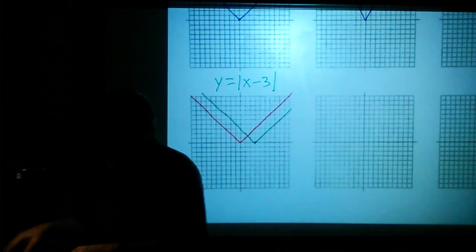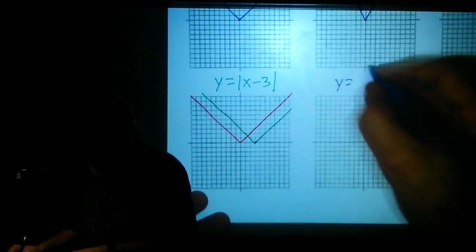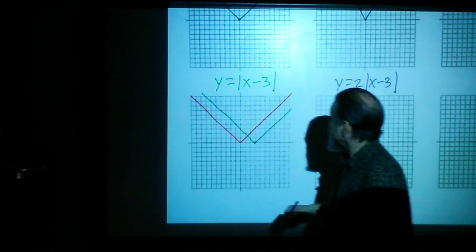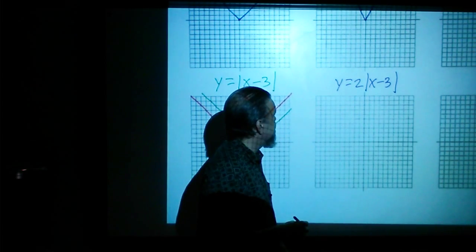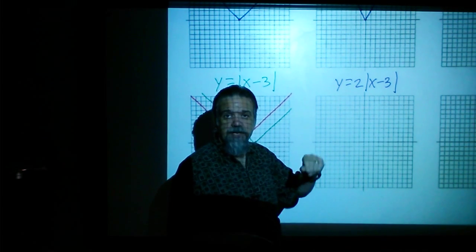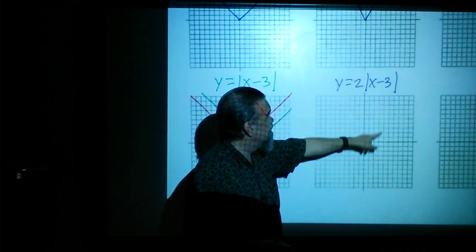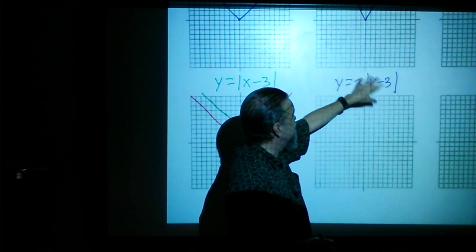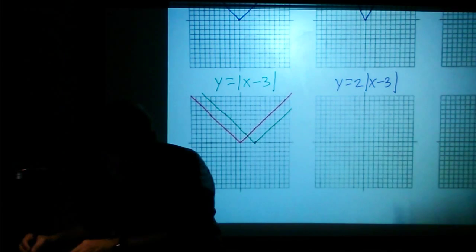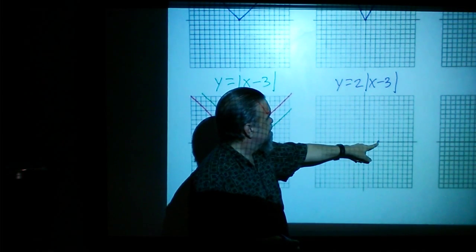All right, we're going to do a few more, but let's look at y equals 2 times the absolute value of x minus 3. Well, here it is. It's still going to have a vertex. Remember, vertex is just the fancy word for corner. It's still going to have a vertex at the point 3, 0, because when x is 3, this becomes 0 and the whole thing becomes 0. And I know that it's never going to be less than that. So that means my vertex is right here at this point, and then after that, it's going to go up.